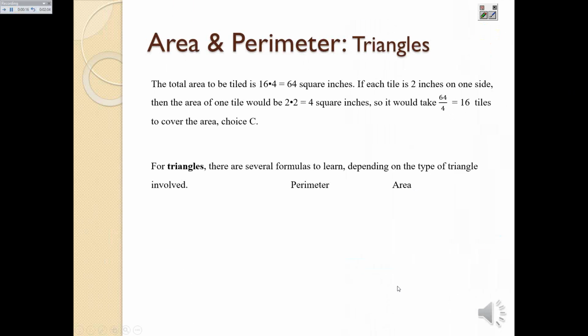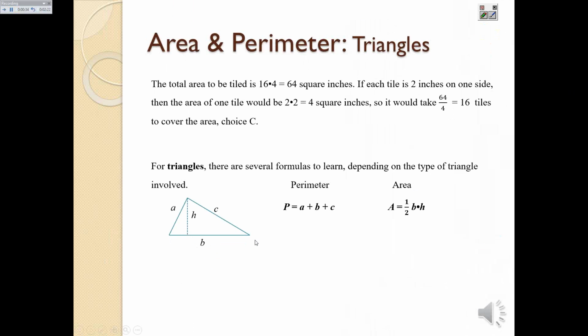For triangles, there are several formulas to learn, depending on the type of triangle. Basically, if we're looking at perimeter, we want to add all the sides together. A plus B plus C. If we're looking at area, the formula is 1/2 base times height.